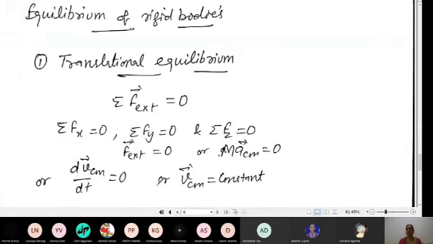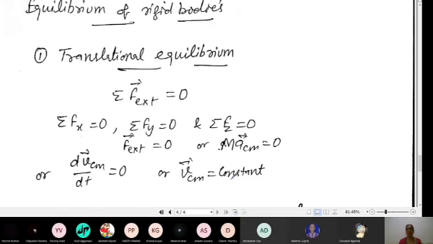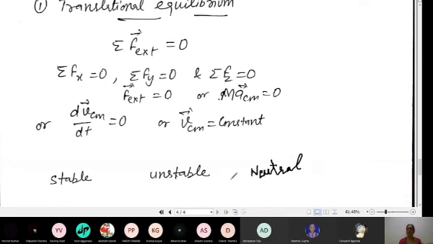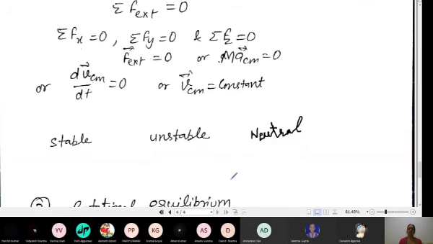And for a rigid body to be in equilibrium, it should have translational equilibrium. Translational equilibrium means external force should be equal to 0. It means force along the x-axis, y-axis, z-axis should be 0, or I can say the velocity of the center of mass is constant. For this, of course, we can take stable equilibrium and unstable equilibrium; they all come under translational equilibrium.